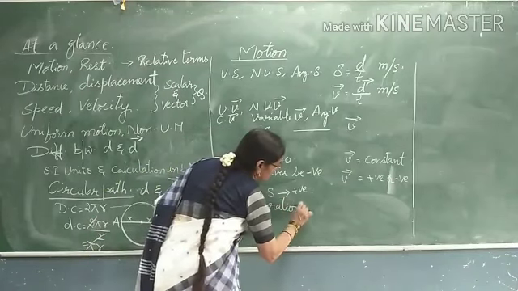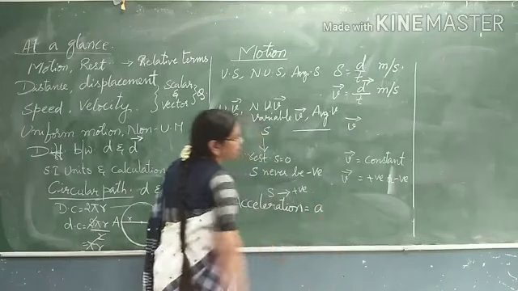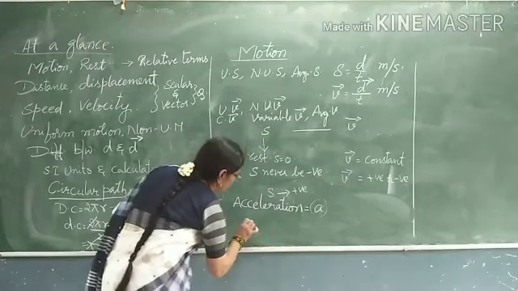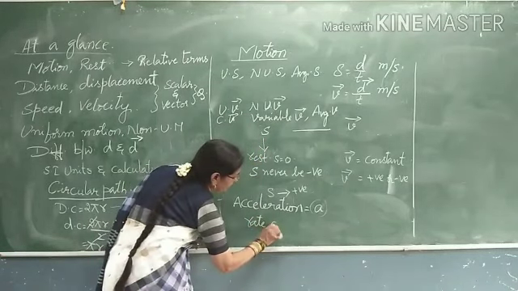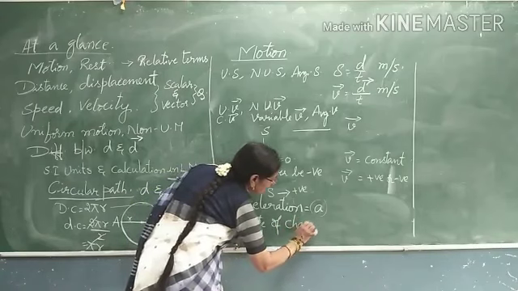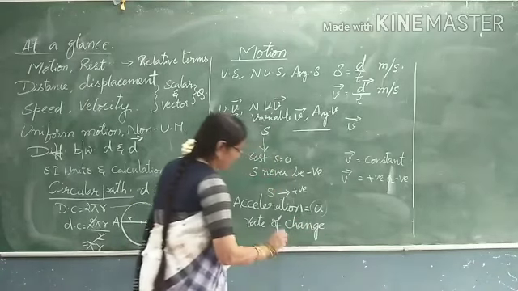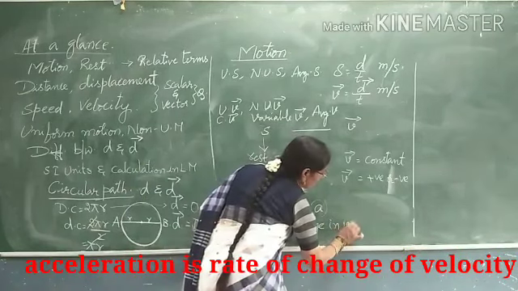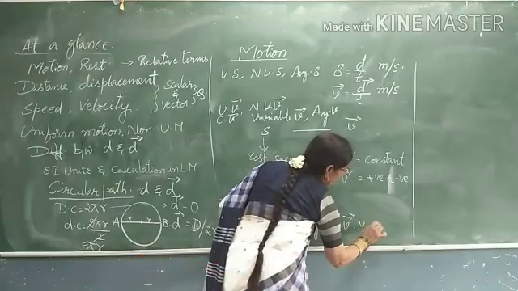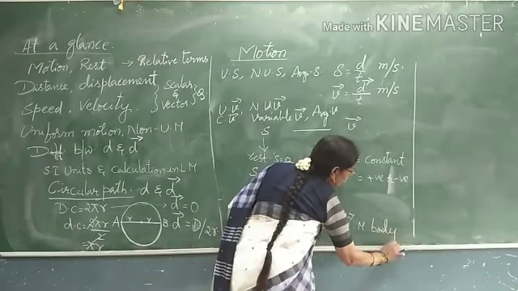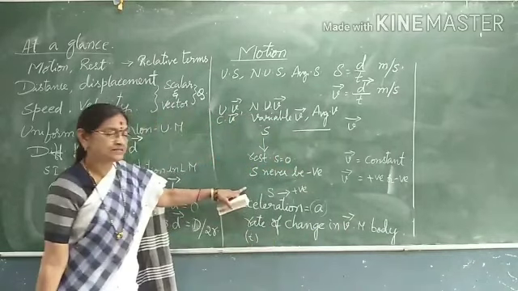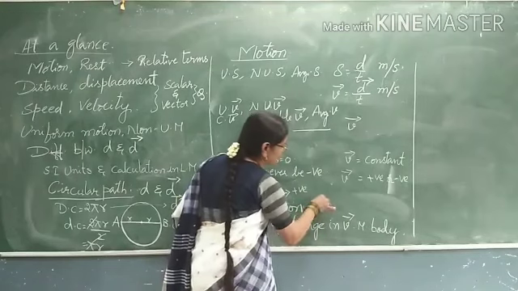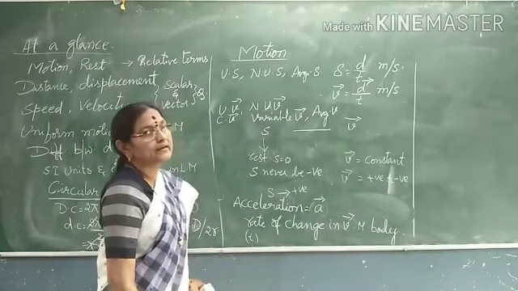And this acceleration is designated by small a. Now what is acceleration? Rate of change in velocity. We have discussed what is meant by rate. Rate represents time. Rate of change in velocity of a moving body is called acceleration. Since velocity is a vector quantity, acceleration is also a vector quantity.